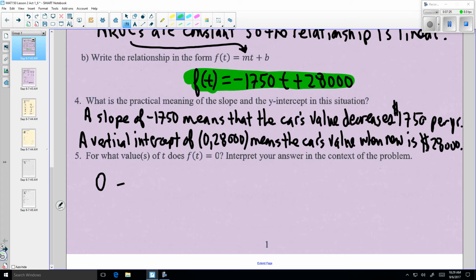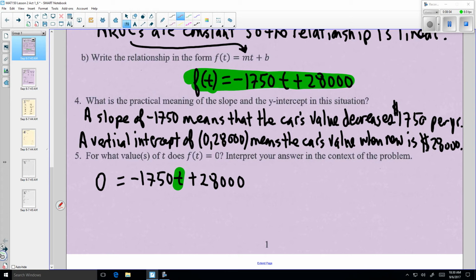So 0 equals negative 1750t plus 28,000. And remember that when you have an expression with an input variable, in this case t, and you're trying to find the value of that input variable by working backwards from the output it produced, you're actually undoing a PEMDAS process. PEMDAS is the order of operations. So when you're undoing, you're going in reverse order. What you did last in the evaluation process was add. So that's what we have to undo first.